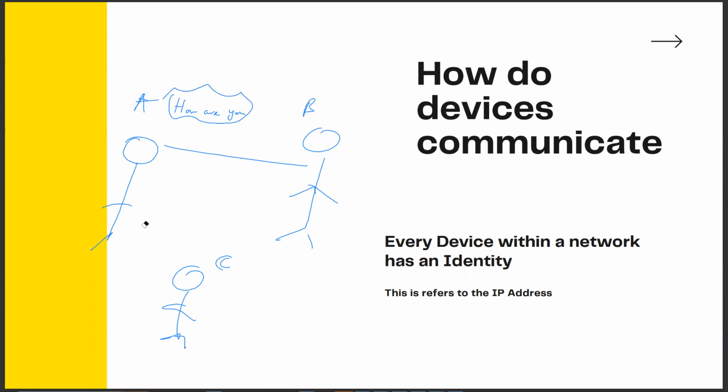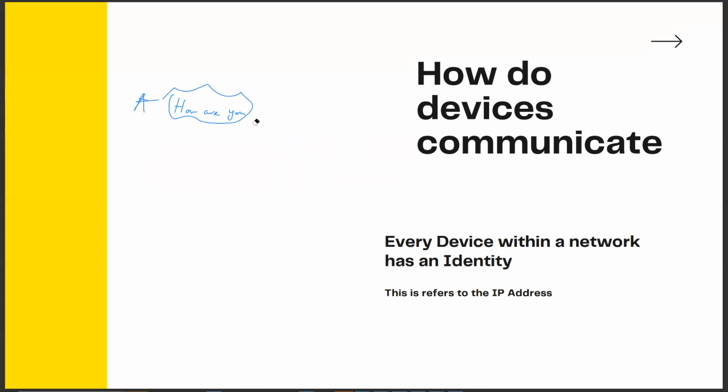So later on, we'll get to see that networking is not just communication between one device and another, but it could be communication between multiple devices at the same time. And the identity that I'm referring to is what we refer to as an IP address. So an IP address is just something that distinguishes one person or one device from another within a network.